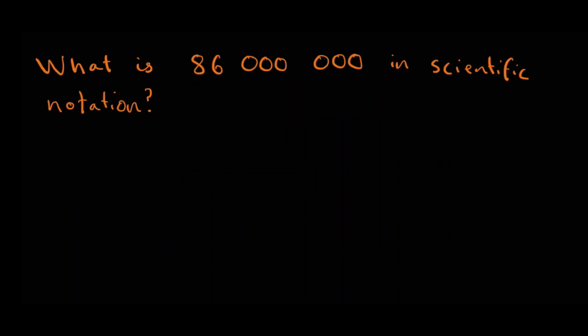And here's a practice question before we move on. So try writing 86 million in scientific notation. Okay, so to do this, first we write 8, then put a decimal point, and then write 6. And then we count how many places left or right we moved the decimal place. So in this case, we moved it 1, 2, 3, 4, 5, 6, 7. So 7 places left. So we would write 8.6 times 10 to the power of 7. And that's the final answer.